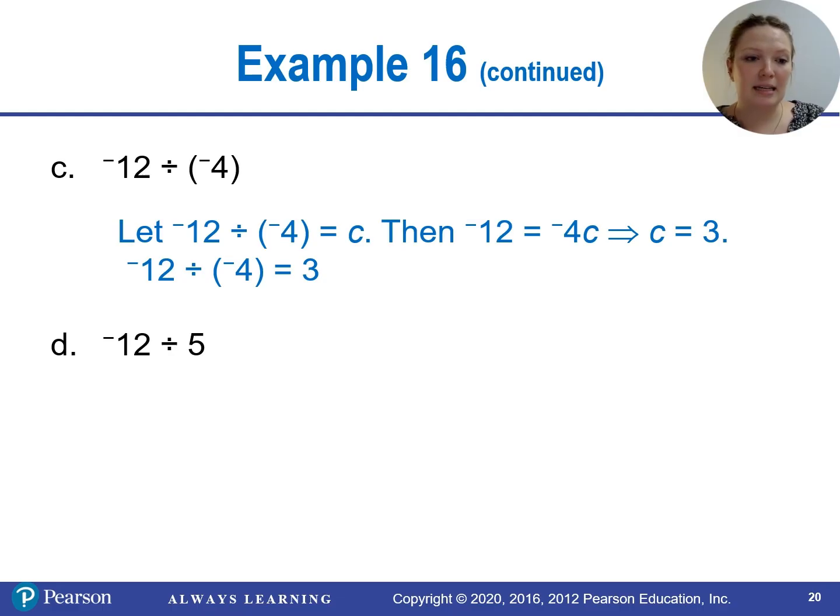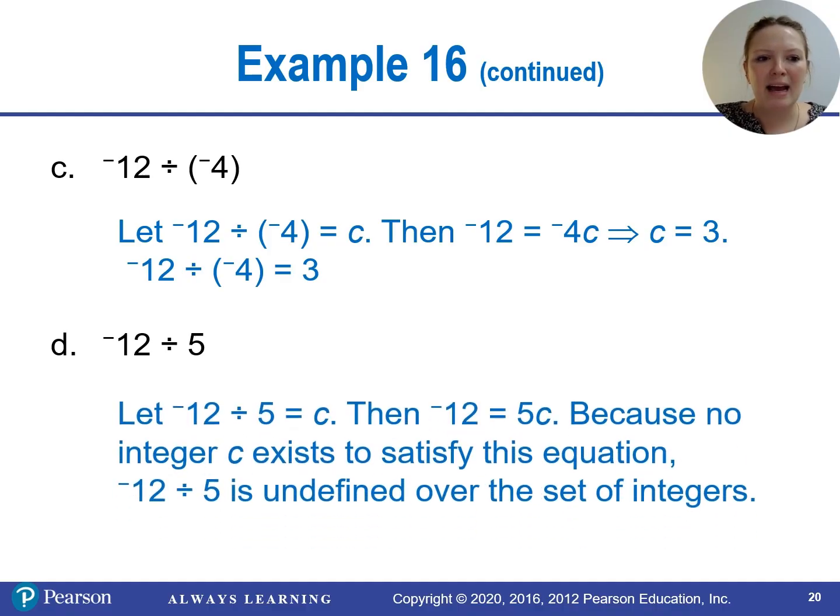And then we can ask negative 12 divided by 5. In the integers, we actually don't have a unique number C that's an integer that would give us 5 times C equals negative 12. So this is actually not defined over the set of integers. So that might tell us that the integers are not closed under division.